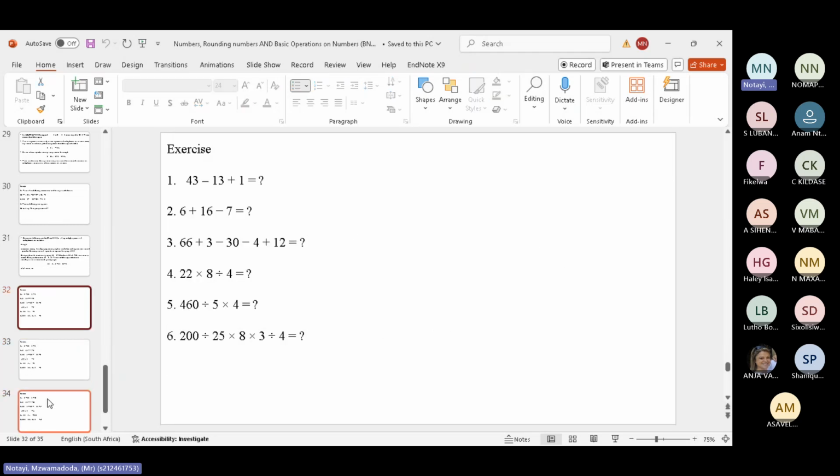Okay, I think there's an exercise again. It involves multiple operations. Can you guys quickly work through that exercise, and then share your answers on the chat section.